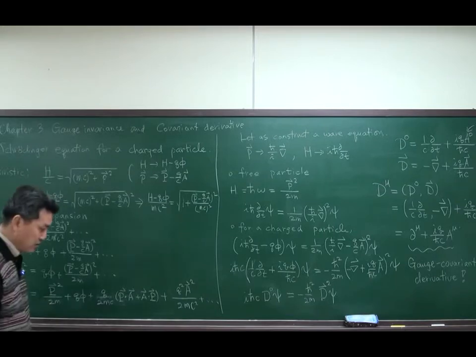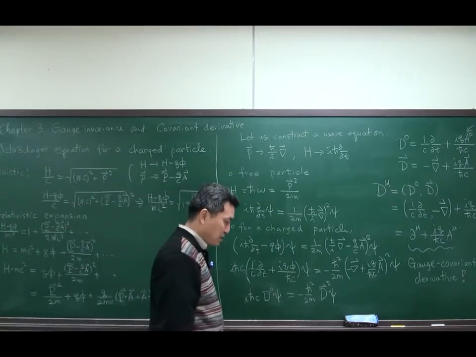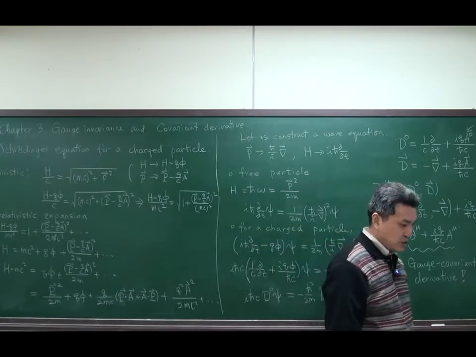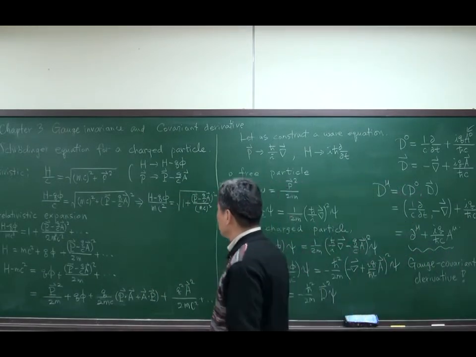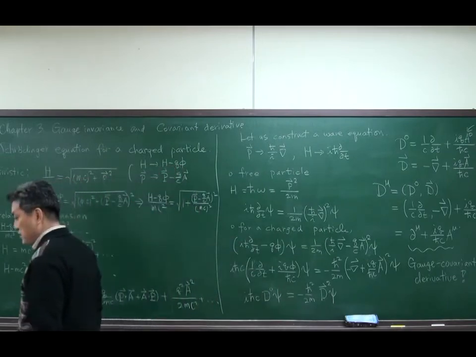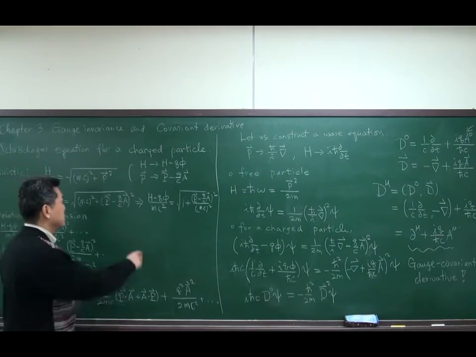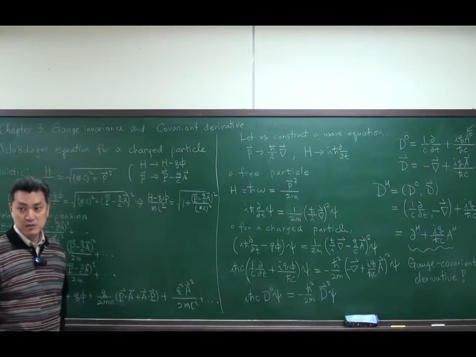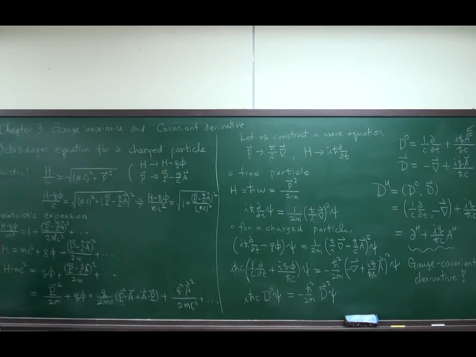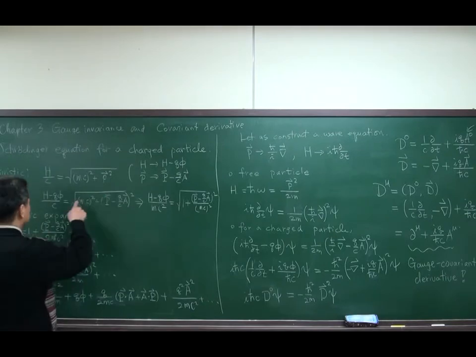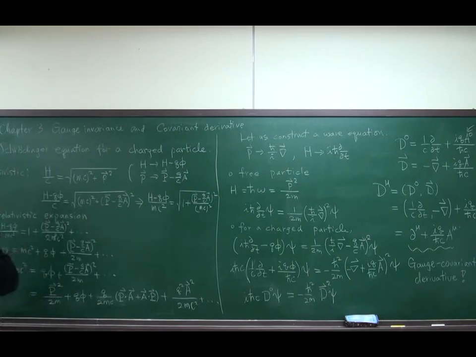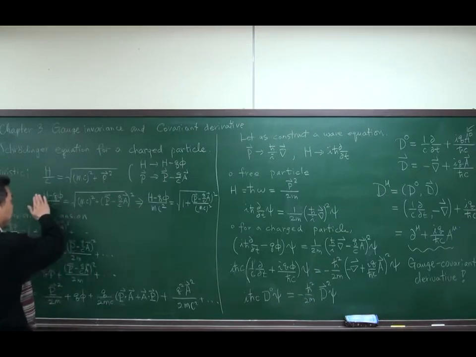And after a long derivation, we have shown that for a charged particle, the Hamiltonian can be replaced by the Hamiltonian subtracted by the electrostatic potential, and the momentum is replaced by the conjugate momentum subtracted by q over c times the vector potential. So after that substitution, the relativistic form for the Hamiltonian of the charged particle is expressed in this way.